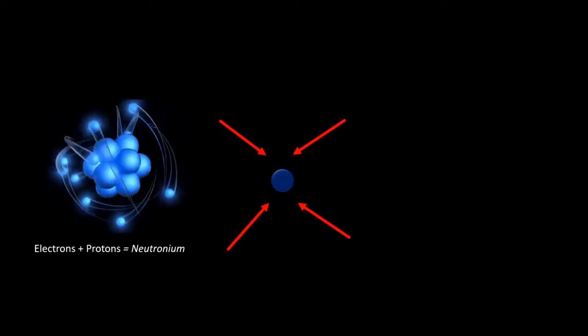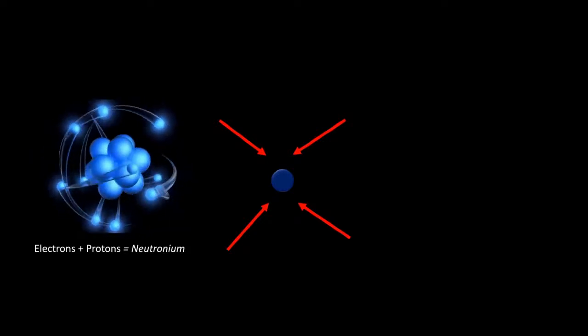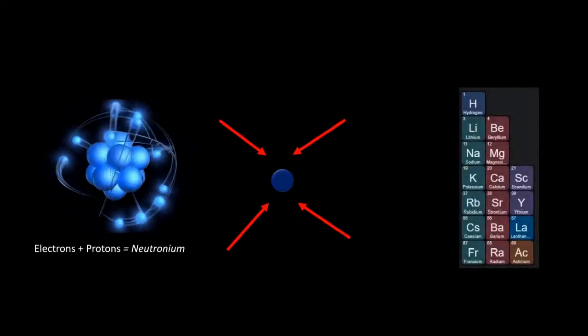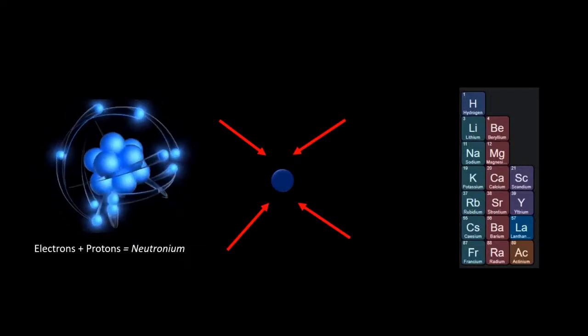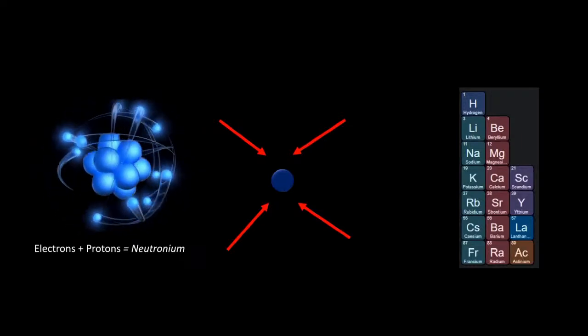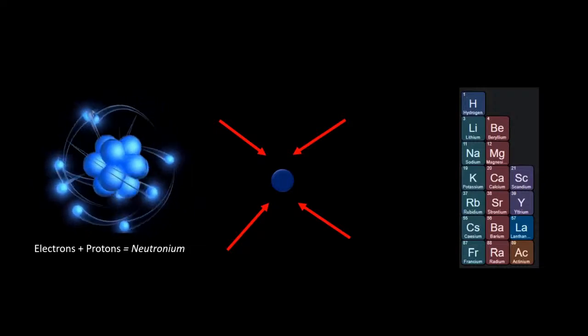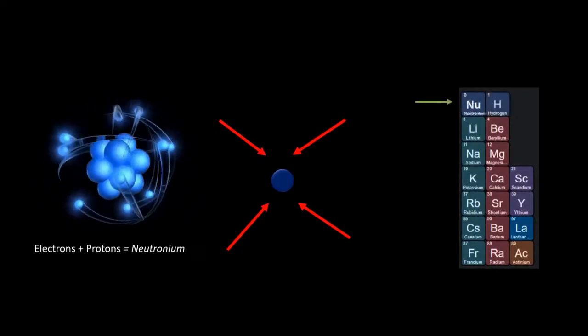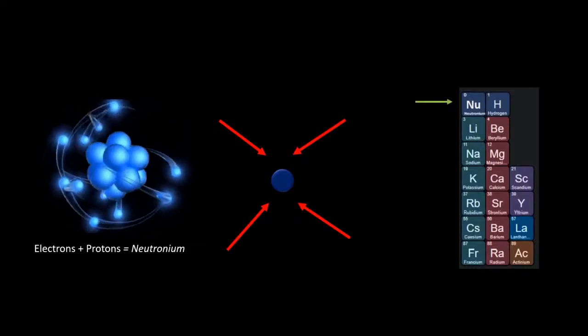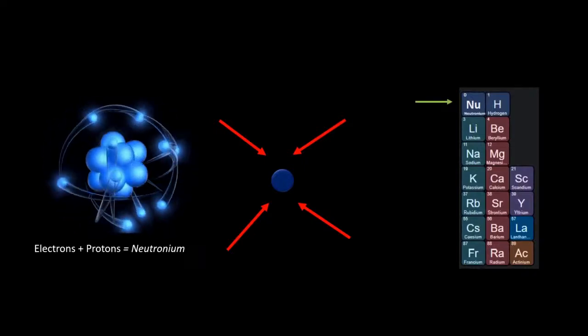It possesses between 1 and 3 times the mass of the Sun, packed into a sphere perhaps just 10 miles across. You may be familiar with the periodic table of elements, where each element has an atomic number representing the number of protons present in its nucleus. Hydrogen, for example, is atomic number 1 as it has just 1 proton. Neutronium is numbered 0 in the periodic table because it does not have any protons. They have all been converted to neutrons.